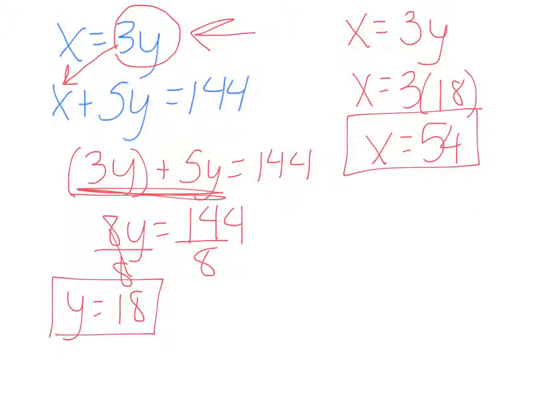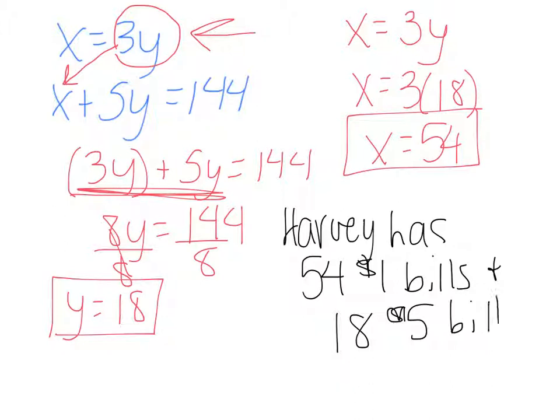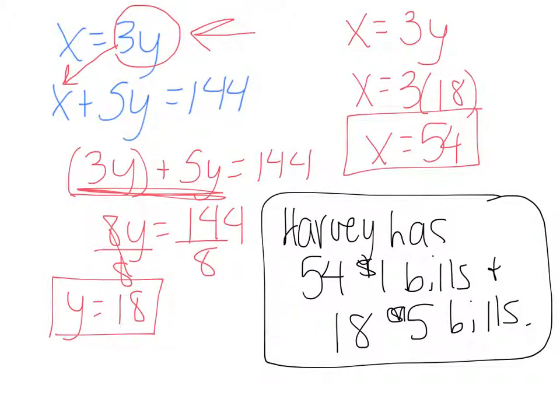But we want to write our answer as a sentence. The question was, how many bills of each type does Harvey have? So when we write our answer, we'll say that Harvey has 54 $1 bills and 18 $5 bills. And then that is it. We answered our question and we answered it in a sentence.